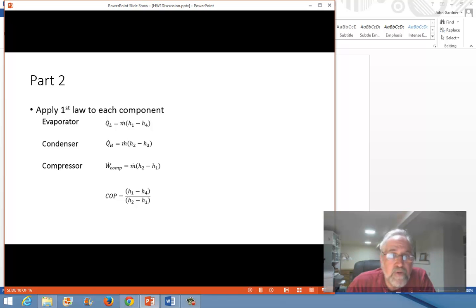Okay, now part 2 is, given that you filled out the table like I showed you in the previous video, go ahead and apply the first law of thermodynamics to each component. So the QL dot, which is the heat being absorbed by the evaporator, which is the refrigeration or cooling capacity of our system, that's the key right there. It's equal to M dot times H1 minus H4. The condenser equation is pretty straightforward. The compressor equation is straightforward. And the COP is a ratio between what we want, which is the refrigeration effect, QL, divided by what we have to pay, which is the compressor. Right? So the M dots cancel. The COP is just that ratio of the change of enthalpies.